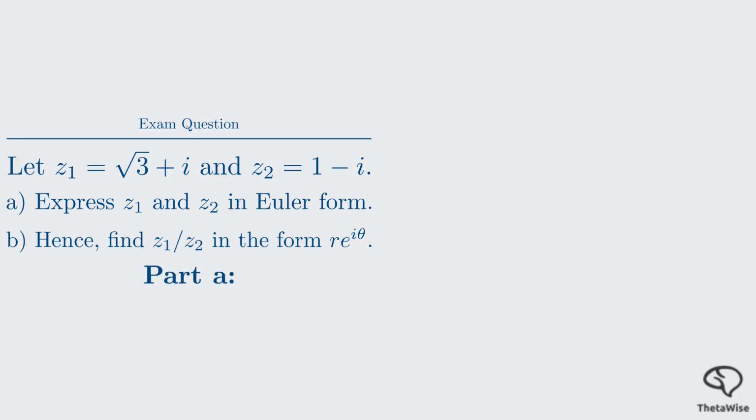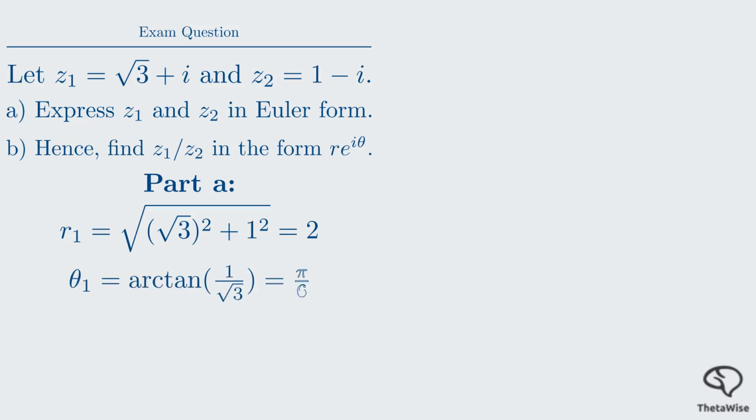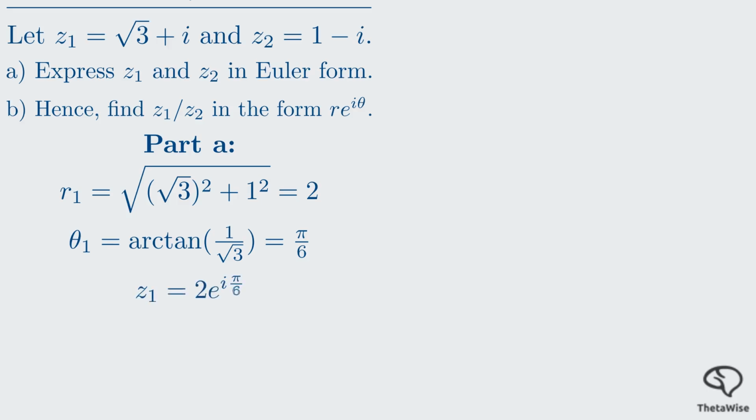For part A, let's look at z1. The modulus r1 is the square root of root 3 squared plus 1 squared, which equals 2. Since both parts are positive, it is in the first quadrant, so theta 1 is arctan of 1 over root 3, which is pi over 6. So z1 equals 2e to the i pi over 6.